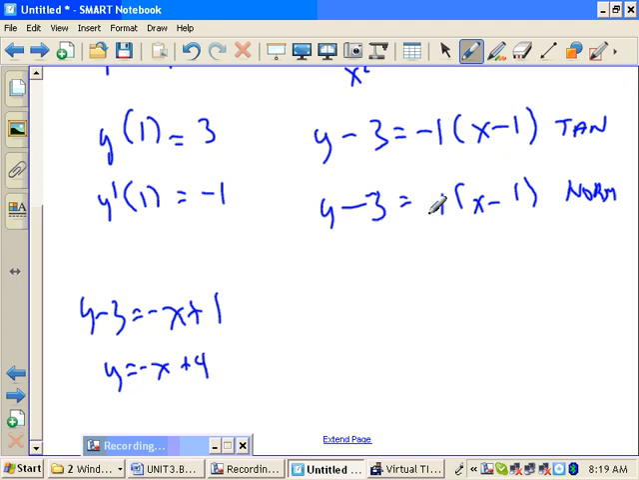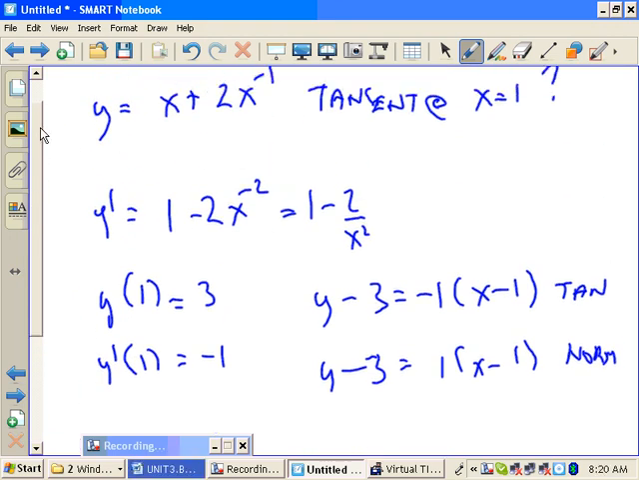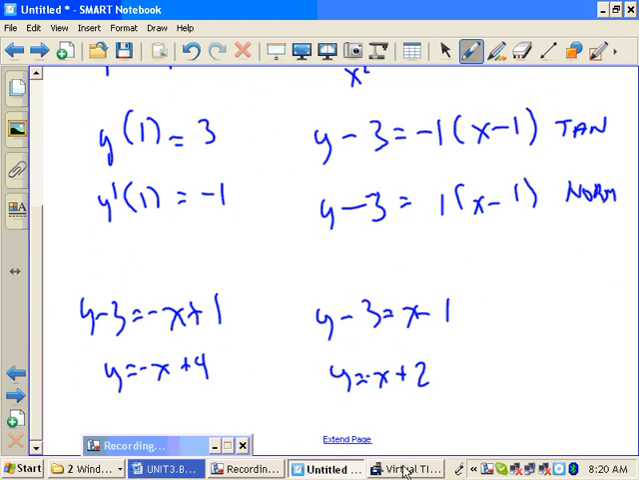Okay. And then do the same thing for this guy. Y minus 3 equals x minus 1. And y equals x minus 1 plus 3, which is x plus 2. Right? Did I do that right? Add 3? Yeah. Okay, what if we graph all this stuff? What are you going to see? If we graph the function x plus 2 over x, and we graph these lines, you're going to see the tangent and the normal at the point 1, 3, aren't you?